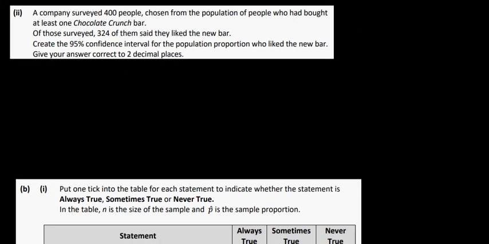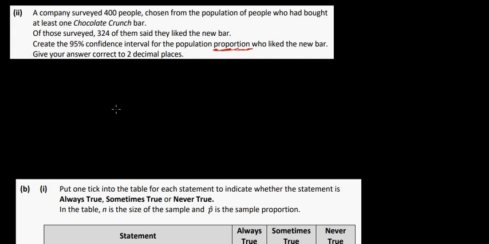So a company is surveying 400 people. They've surveyed 400 people, chosen from the population of people who had bought at least one chocolate crunch bar. Of those surveyed, 324 of them said they liked the new bar. So 324 out of 400 said they liked it. Create a 95% confidence interval for the population proportion. So this word here is very important, population proportion, who liked the new bar. Give your answer correct to 2 decimal places.